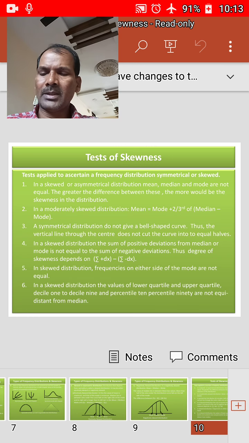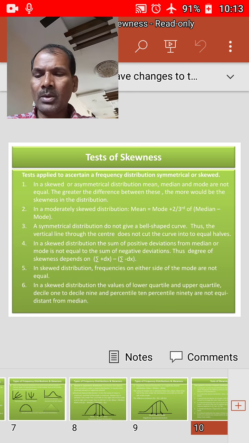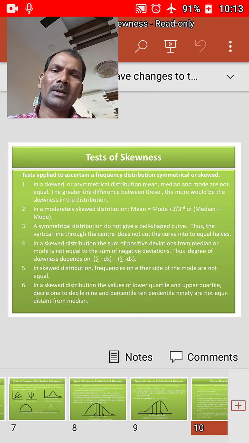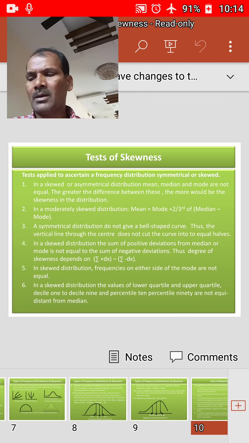The degree of skewness depends upon the difference between the sum of positive and negative deviations from median or mode. How can you calculate the degree of skewness? How would you come to know to what extent it is skewed? With the aid of the difference between the positive and negative deviations from median or mode, we can conclude.